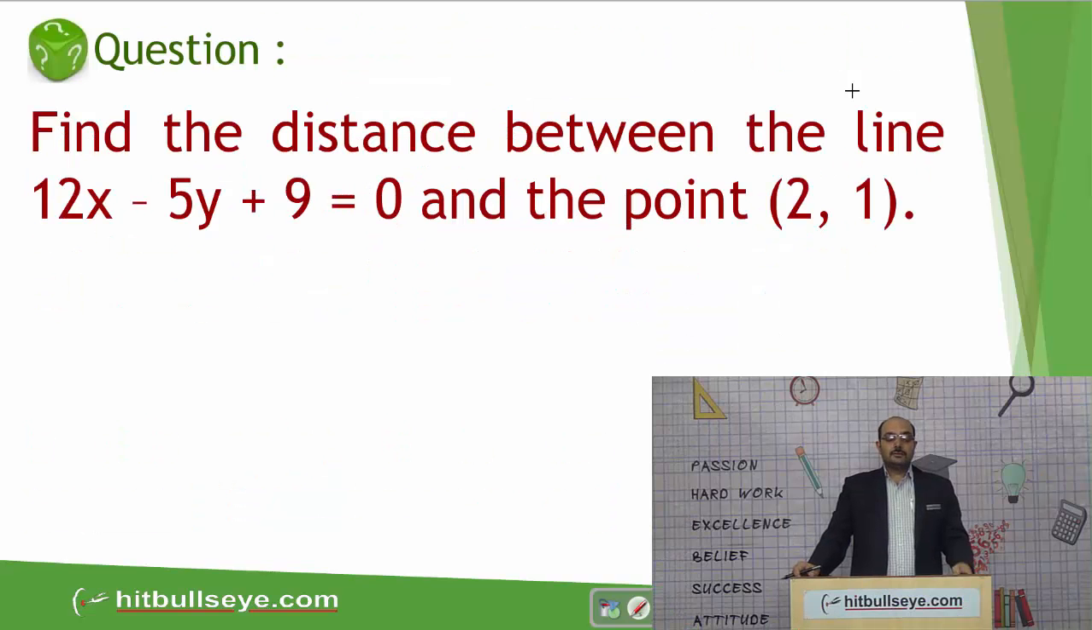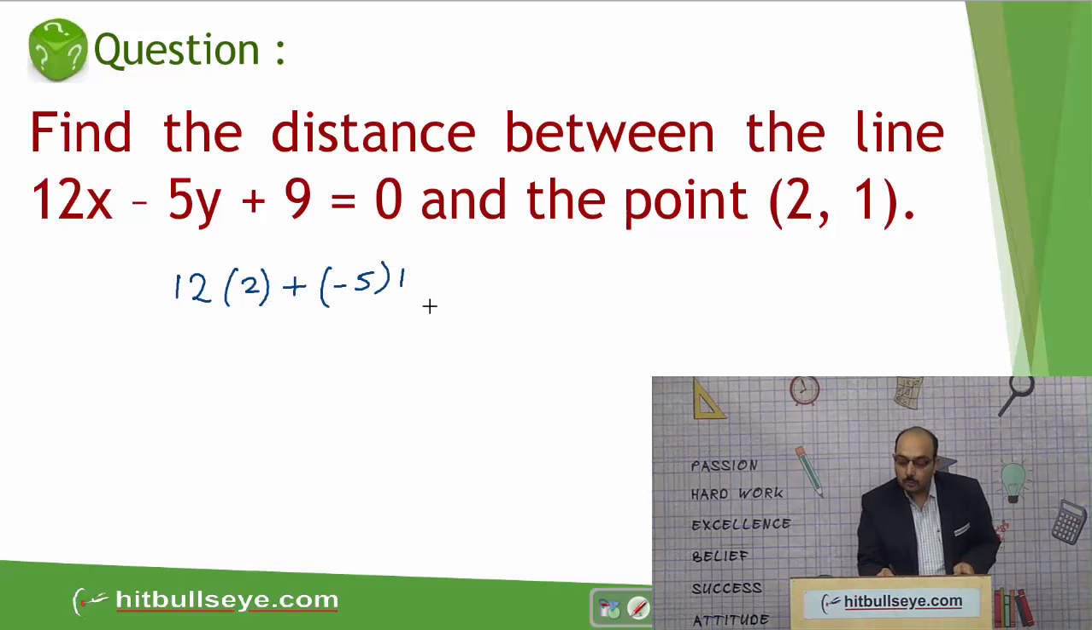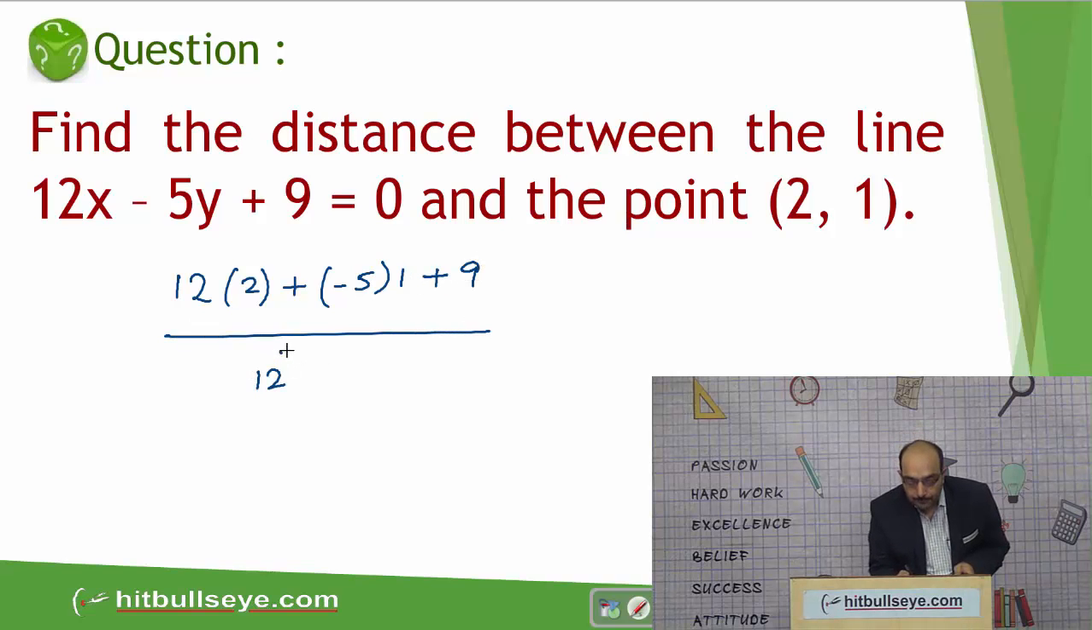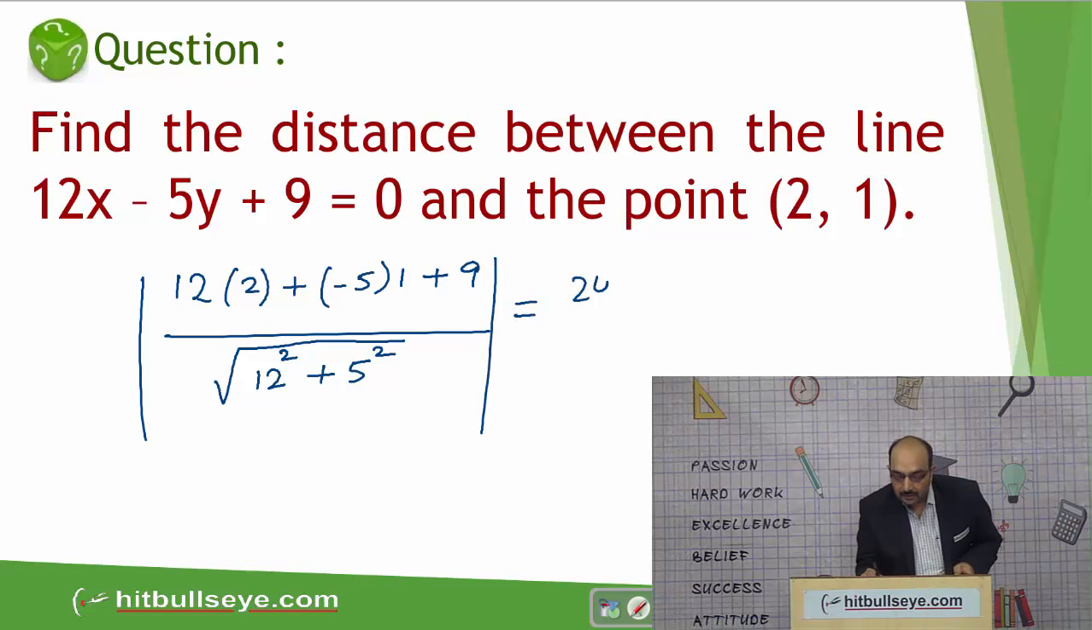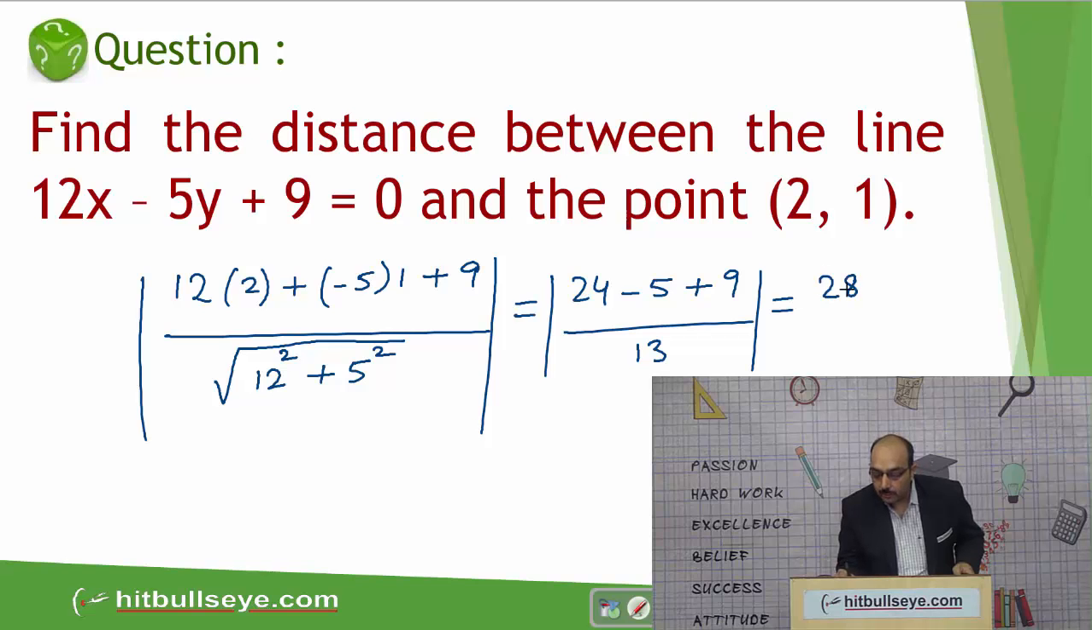Now we have this question: find the distance between this particular line and the point 2, 1. So using the formula just discussed in the previous slide, we will write 12 into 2 plus, we have minus 5 into 1 plus 9 upon square root of 12 square plus 5 square in the modulus. This gives us 24 minus 5 plus 9 upon 13, which gives us the answer as 28 by 13.